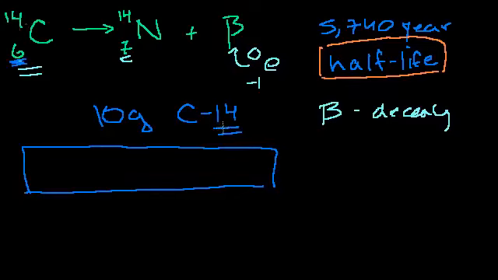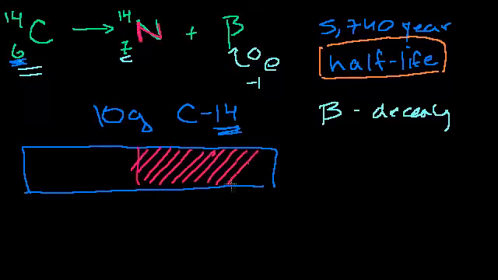So the carbon-14 version, or this isotope of carbon, let's say we start with 10 grams. If they say that its half-life is 5,740 years, that means that if on day 1 we start off with 10 grams of pure carbon-14, after 5,740 years, half of this will have turned into nitrogen-14 by beta decay. And you might say, oh, okay, so maybe that half turns into nitrogen.